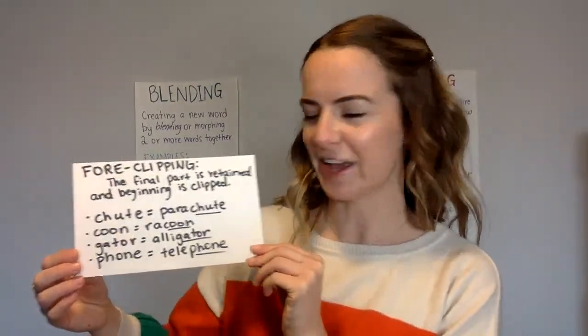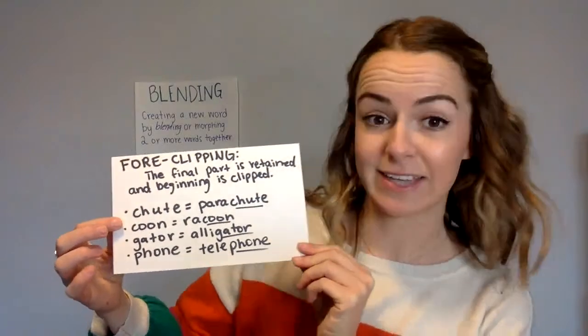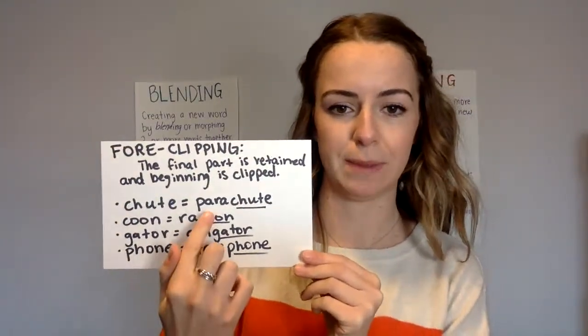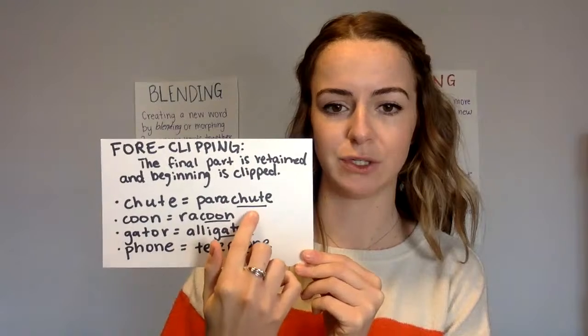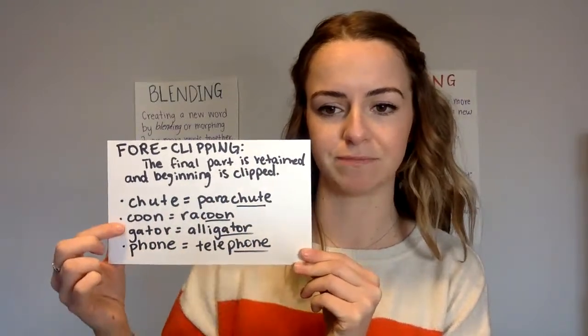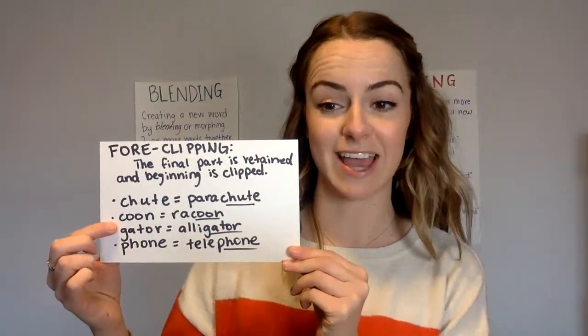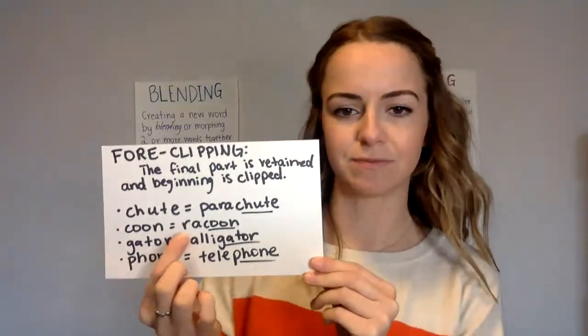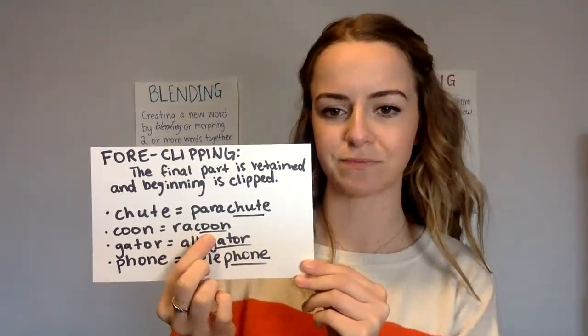Okay, very good. Now, an example that I have is shoot. The real word here would be parachute. We just left shoot and got rid of para. They mean the same thing. Okay, the next one, coon. Raccoon.